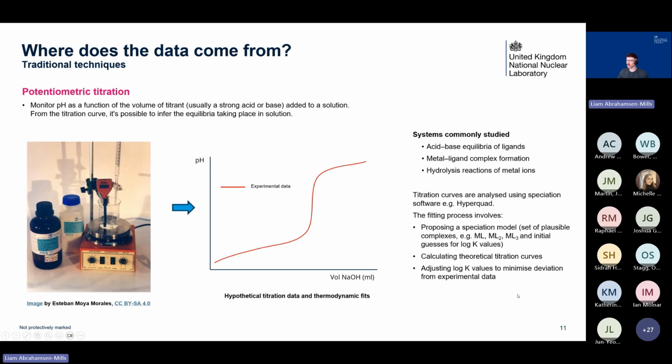So we need to have some understanding of the system already. We need to be able to propose a speciation model, so metal with a certain number of ligands, and we also need to have an initial guess for our equilibrium constants. And what this speciation software allows us to do is calculate theoretical titration curves, and then we can vary those constants to get as close a fit as possible. And that's what's shown in the image there. And this is how potentiometric titration is used to derive log K values for certain processes.